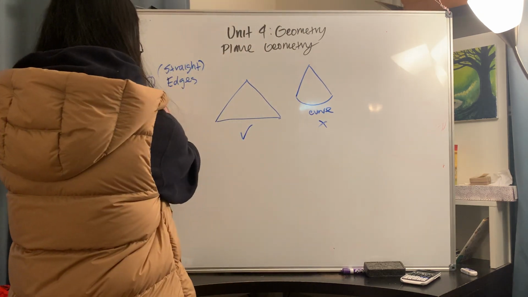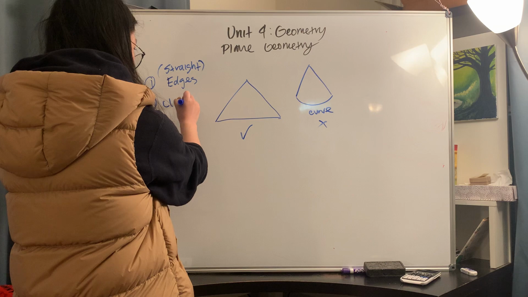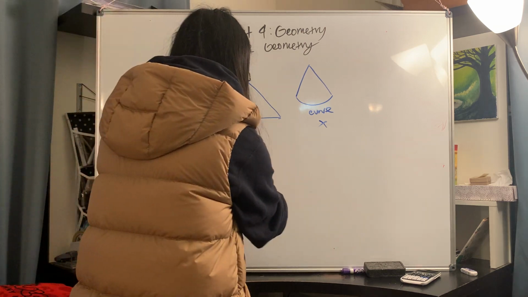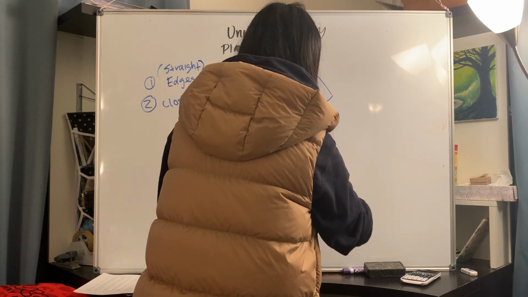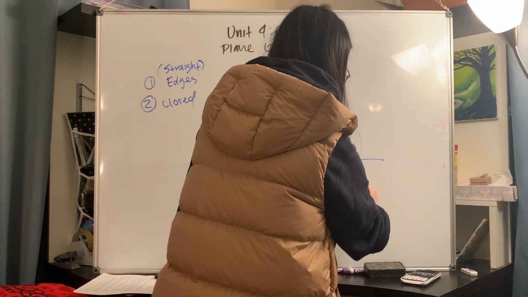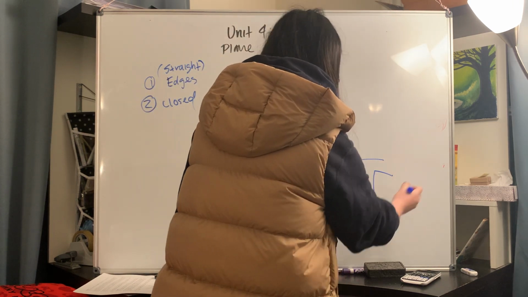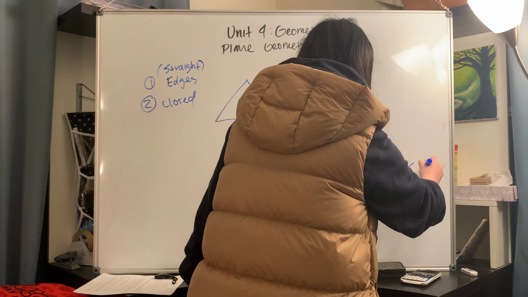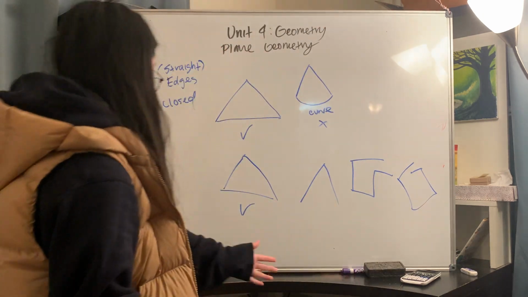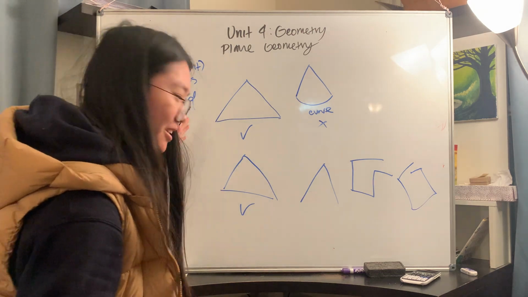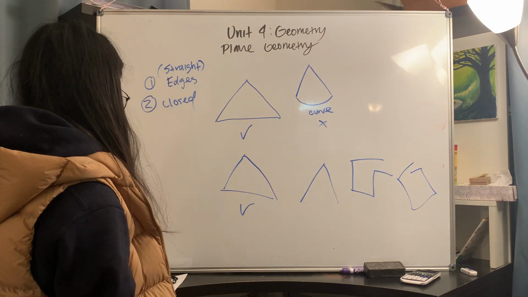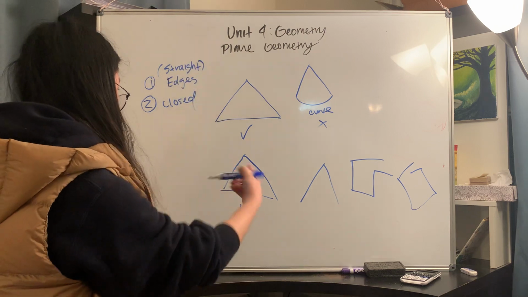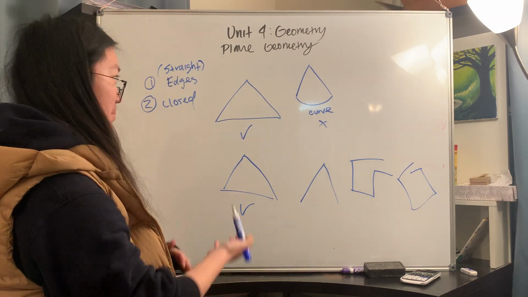Second requirement, the shape has to be closed. And so that means that something like this is still a polygon and something like this is not a polygon. And neither is something like this or something like this. They have to be closed in order to be a polygon. And then I think that's about it. Edges, straight, closed polygon, and of course they have to be on a plane.